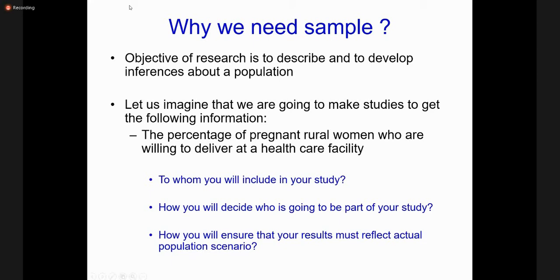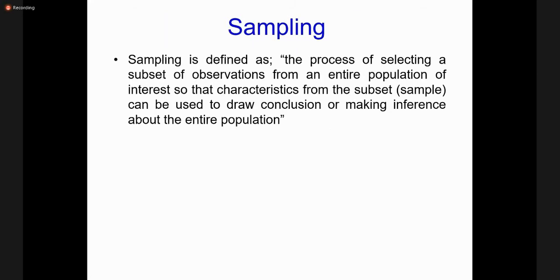So sampling is basically defined as the process of selecting a subset of observations from an entire population of interest so that characteristics from the subset, that is the sample, can be used to draw conclusions or make inferences about the entire population. So what we do in sampling, as I have already discussed, is a process through which you select the subset of observations. Suppose, like I was just giving the example of Karachi.